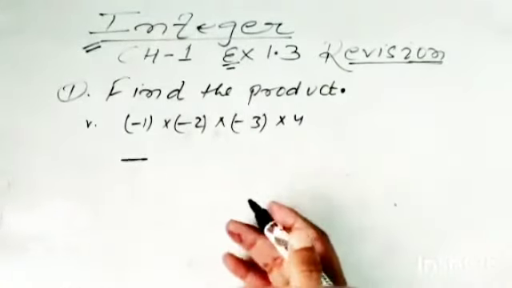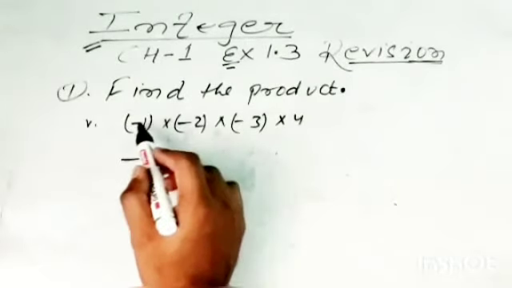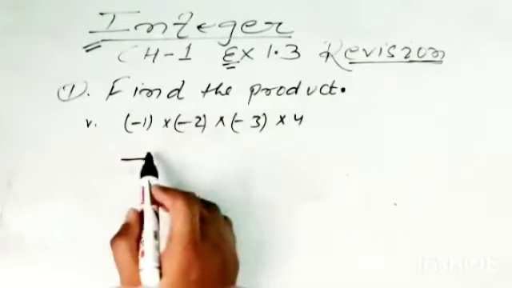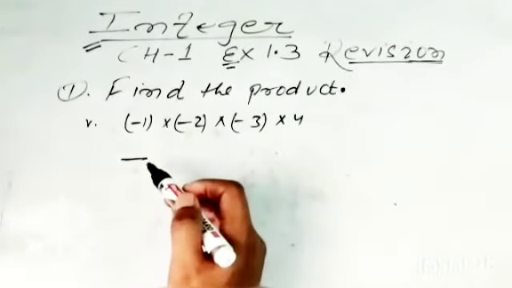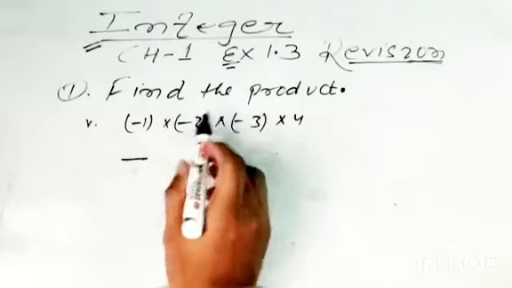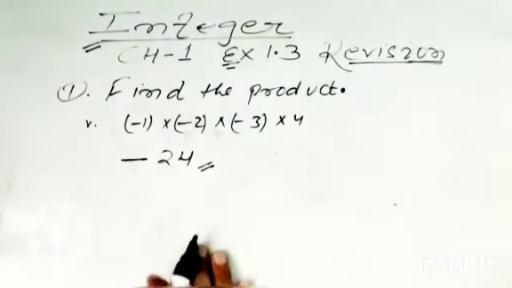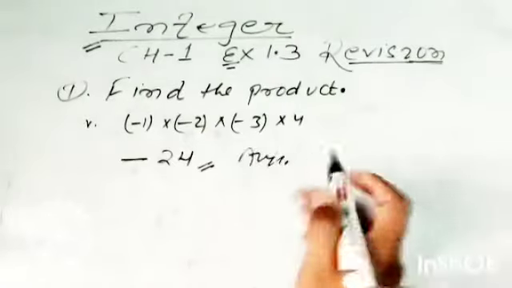In place of counting the number of negative signs, you can also dictate like this: minus, minus, plus, plus, minus, minus. The final answer will be negative. So we can see 2 1 is 2, 2 3 is 6, 6 4 is 24. Finally, negative 24. Okay. This will be your answer.